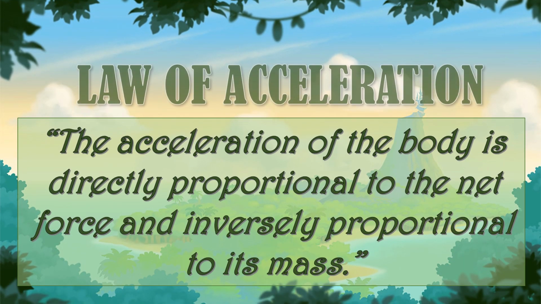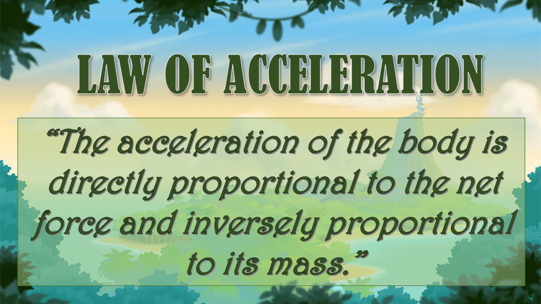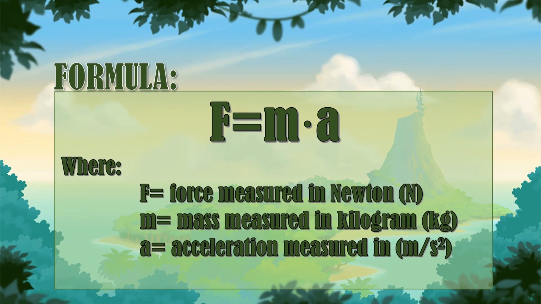Next law, the law of acceleration. The law of acceleration states that the acceleration of a body is directly proportional to the net force and inversely proportional to its mass. This basically means that the force of an object comes from its mass and its acceleration. Formula, we have F is equal to m multiplied by a, where F is force measured in Newtons, m is mass measured in kilograms, and a is acceleration measured in meters per second squared.